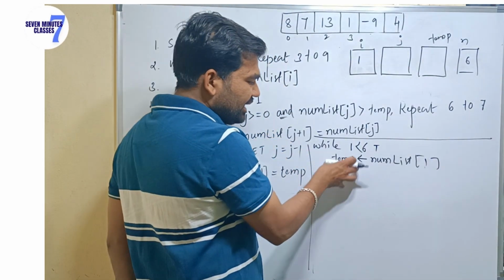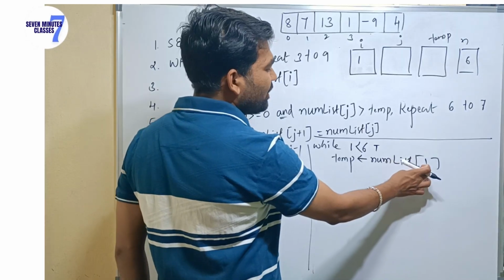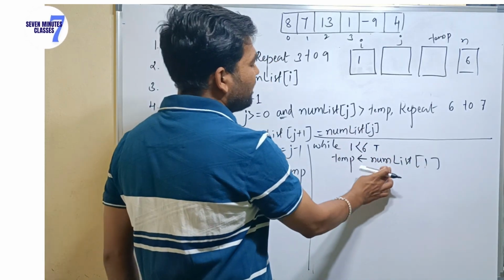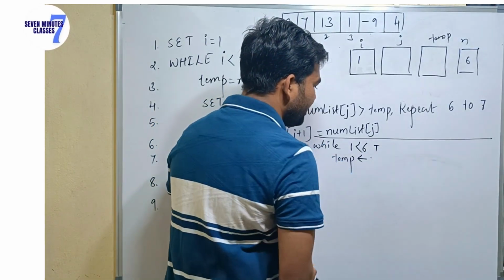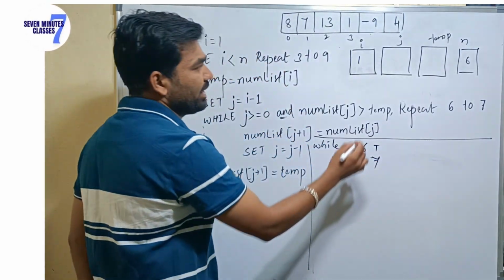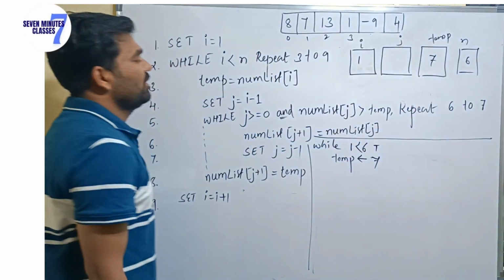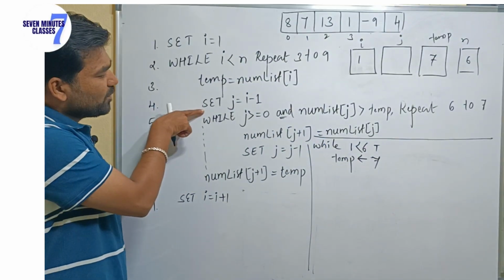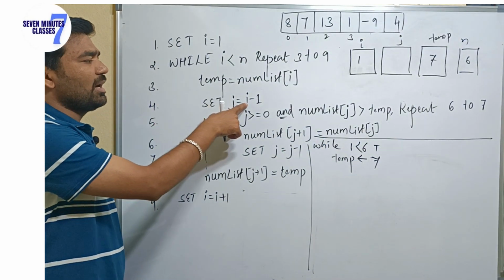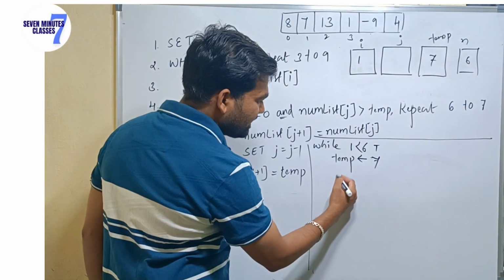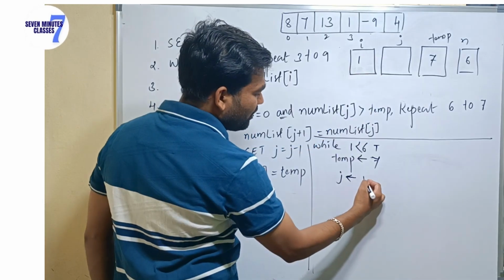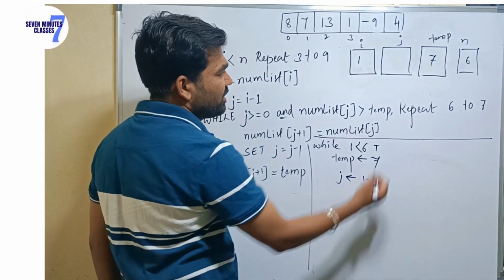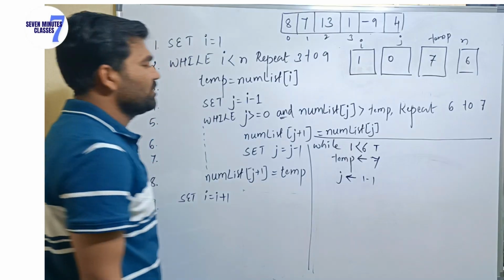Then in temp, the num list of 1 value will be stored. That is, num list of 1 will be 7. 7 goes to where? 7 goes to temp. Then what is the value of temp? It is 7. Okay. In the next step, set j equal to I minus 1. Then j becomes I minus 1. What is the value of I? 1. 1 minus 1 is 0. Then the value of j is 0.